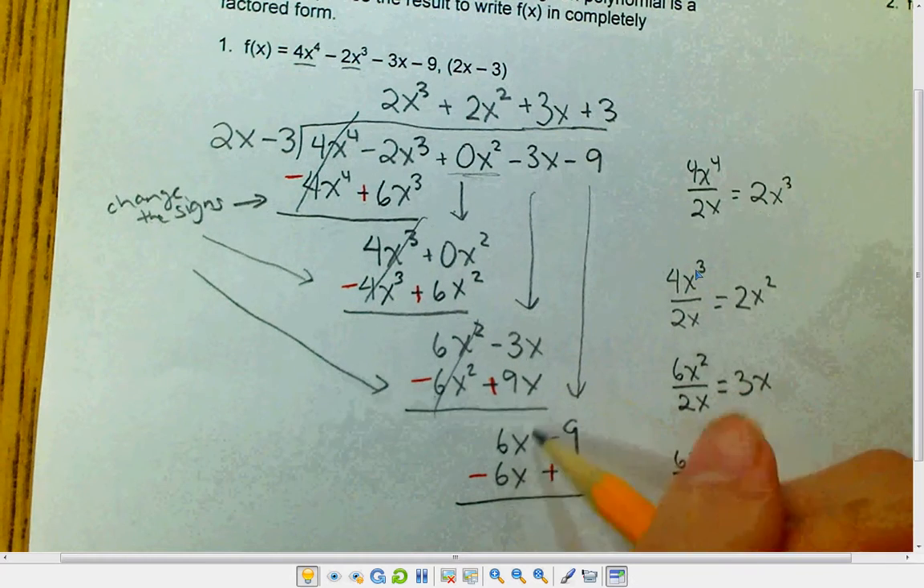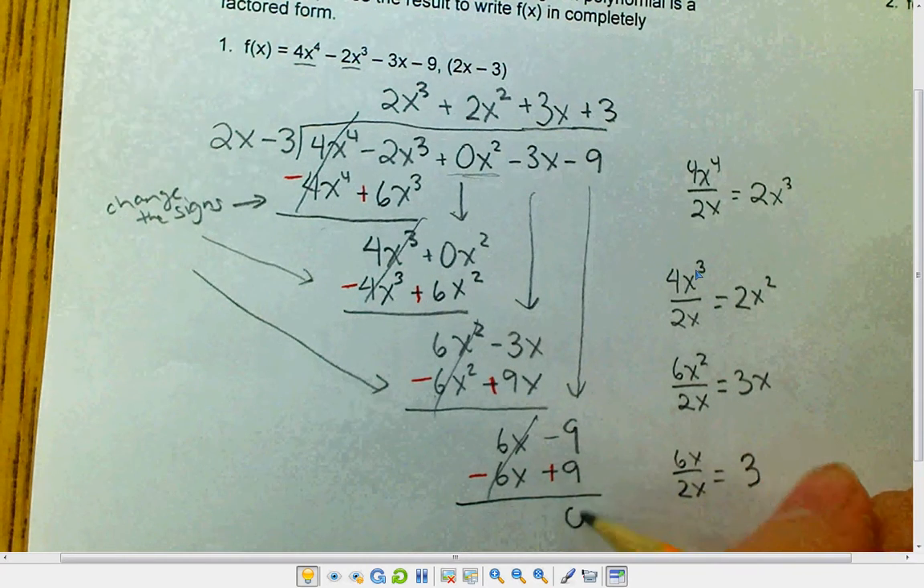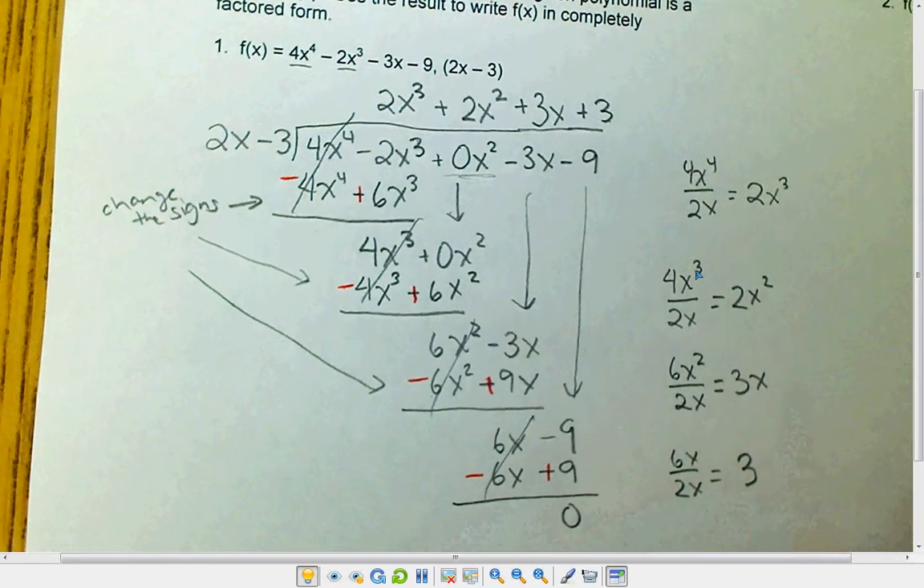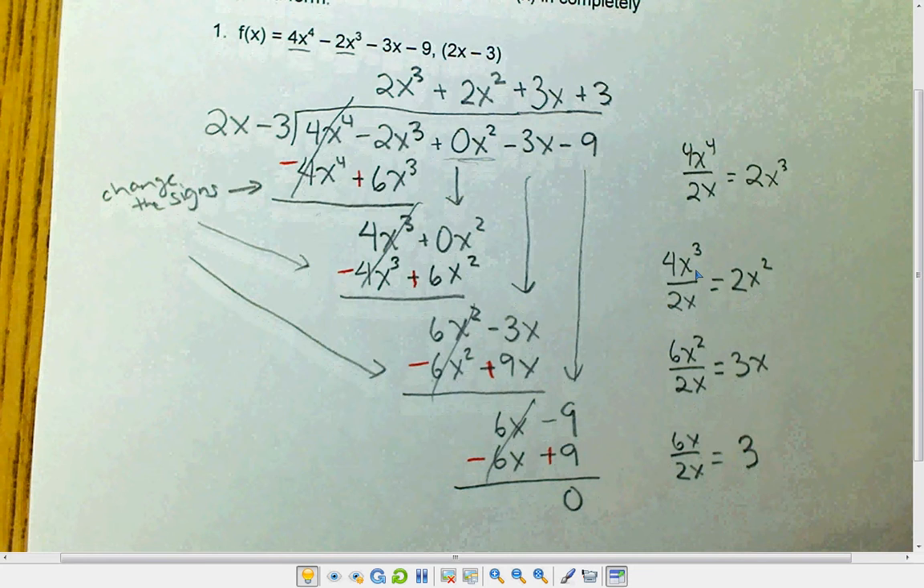6x minus 6x cancels out. Negative 9 plus 9 also cancels out. So this leaves you with 0, which is what we want. This is our remainder of 0. So we know it divides evenly into this function.